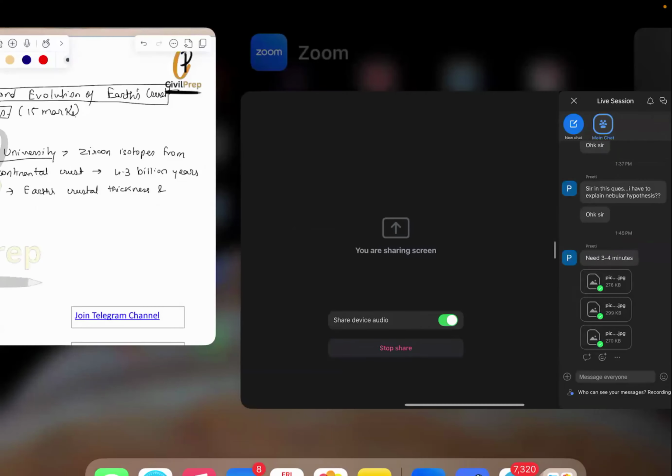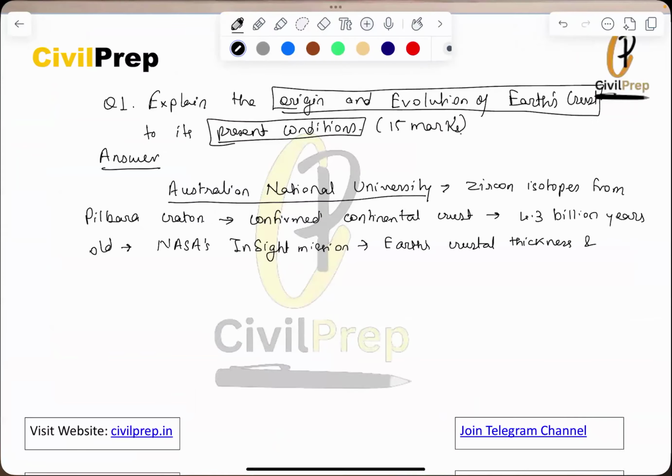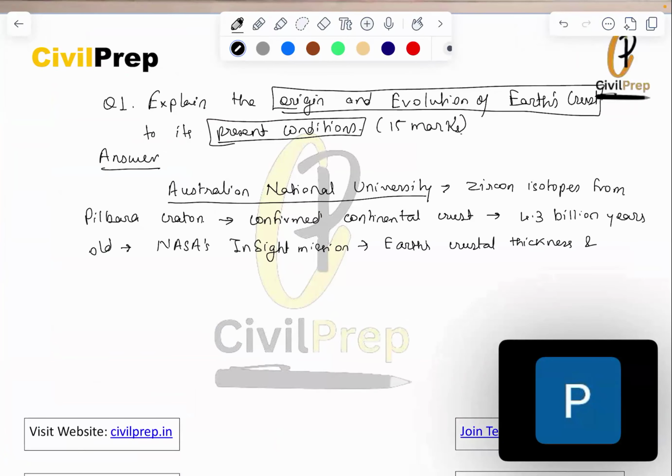Now, what we need to see here, we need to add certain basic parts that give us confirmation that the origin and evolution of the Earth's crust has taken place since almost 5.3 billion years ago to 5.2 billion years ago. So here we'll be seeing the Australian National University using the zircon isotope from the Pilbara Craton. This is one of the important examples which you have to add up here, where the research has been conducted.